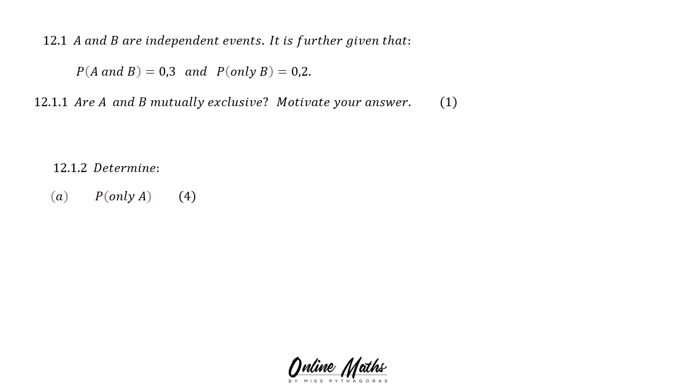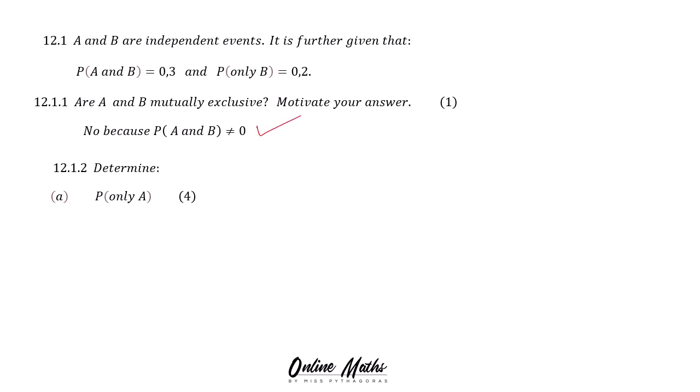12.1. A and B are independent events. It is further given that probability A and B is equal to 0,3 and P, probability only B, is 0,2. Are A and B mutually exclusive? Motivate your answer. And the answer is no, because probability A and B is not equal to 0. And that is worth 1 mark.